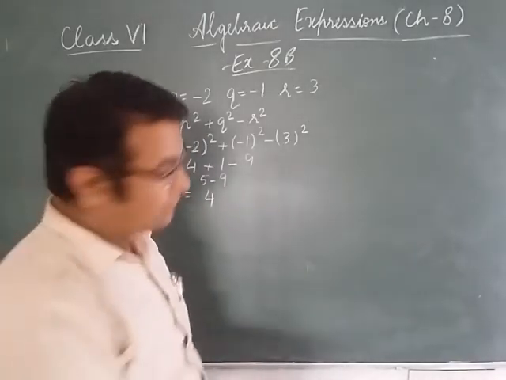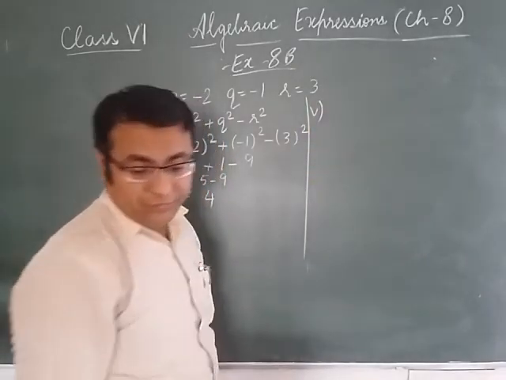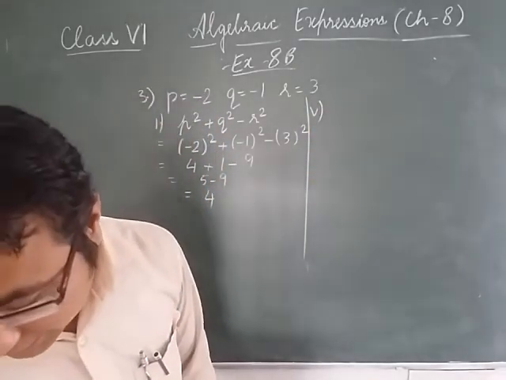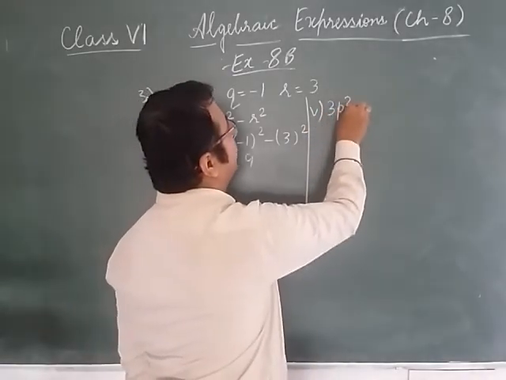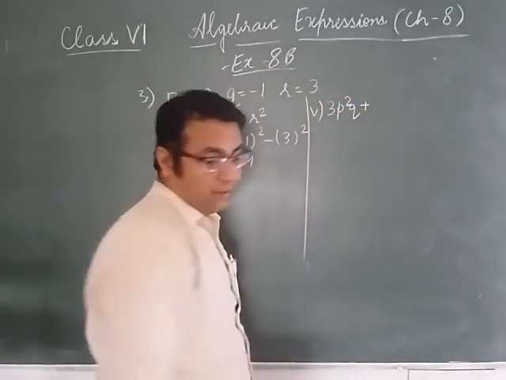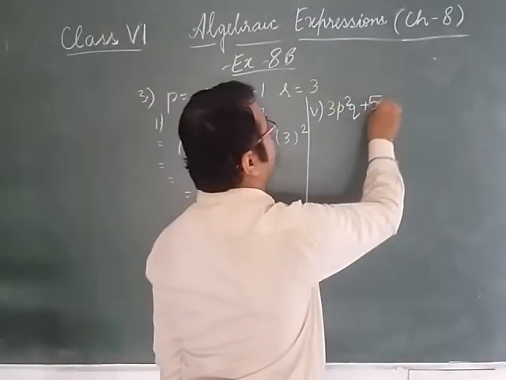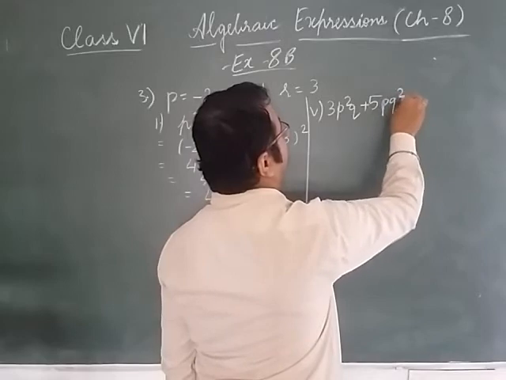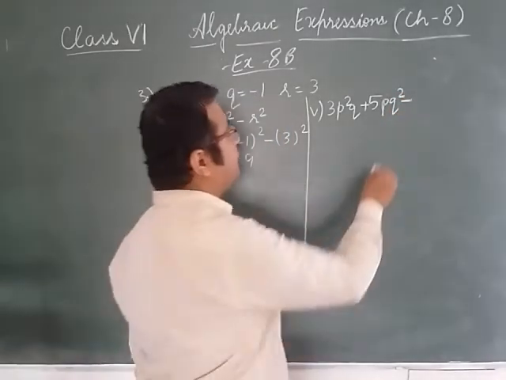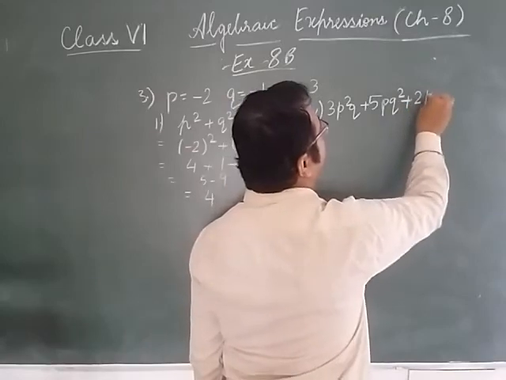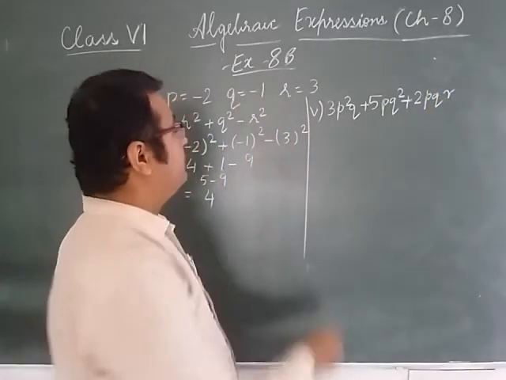Fifth part. The expression is 3p square q plus 5pq square plus 2pqr. Let us put the values of p, q and r.